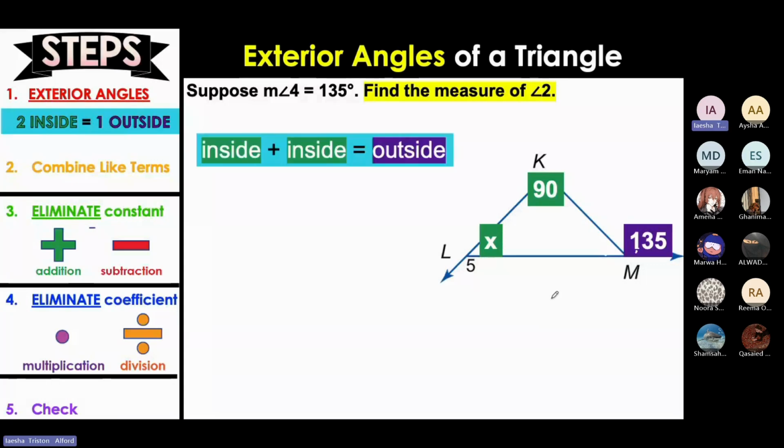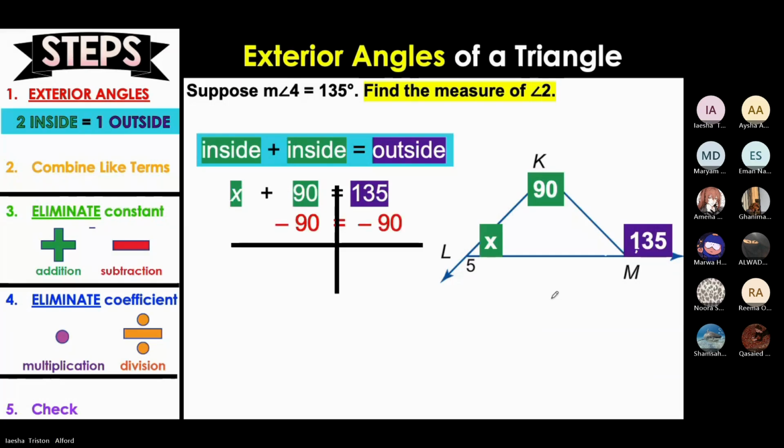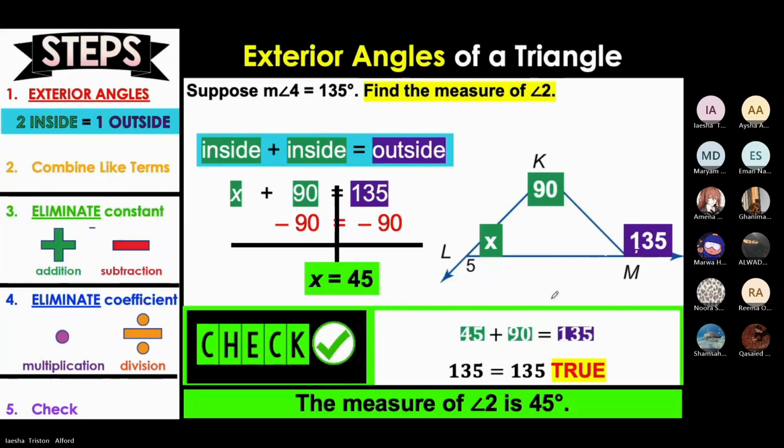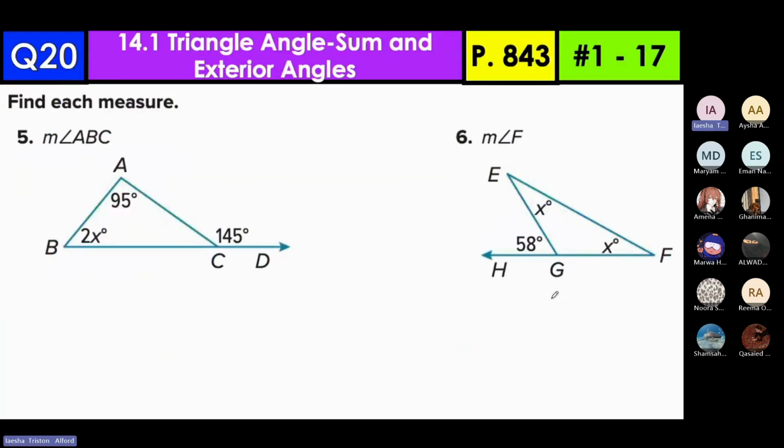So 2 inside equal 1 outside. x plus 90 is equal to 135. Solve, you get x is 45 degrees. Everybody's memory is back about exterior angle, yeah? Maybe? Yes. Almost. Okay.